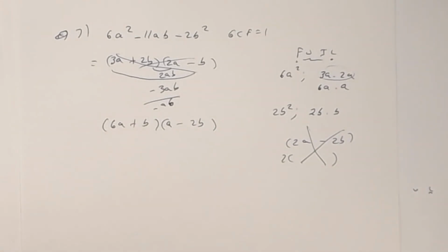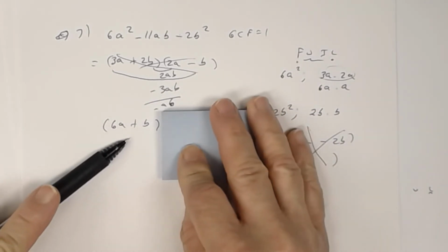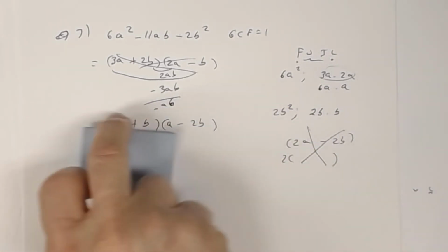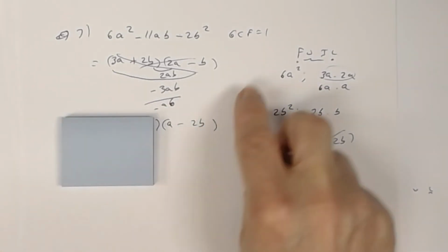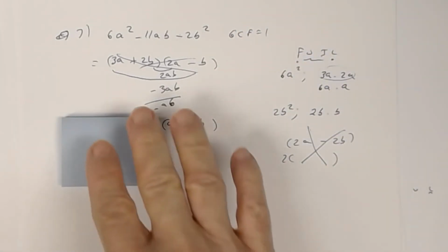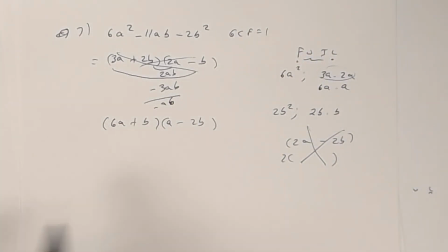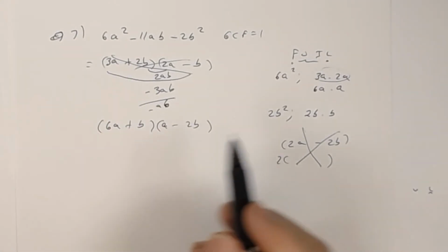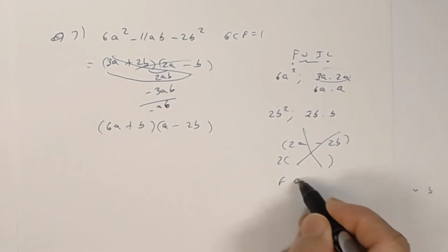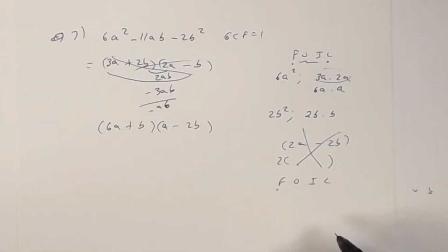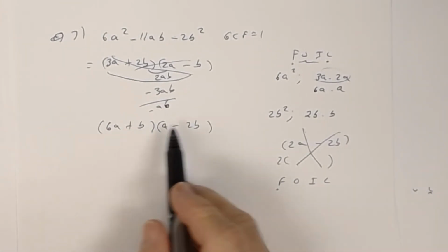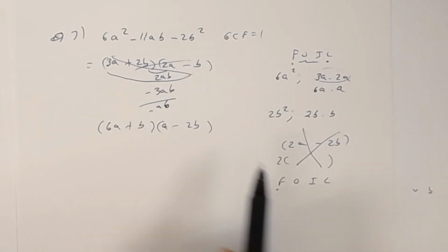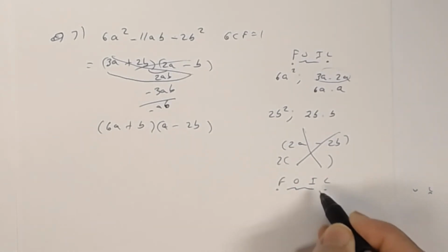Because now if you look at each of those factors, the GCF is 1 here, and the GCF is 1 here, and your GCF at the beginning was 1. Okay? All right, now you've got to check. 6a times a is 6a squared. So my F is okay. So in terms of FOIL, my F is okay. Let's go to the last. A positive b times a negative 2b is a negative 2b squared. So I'm good there. All right, let's talk about the outer and the inner.